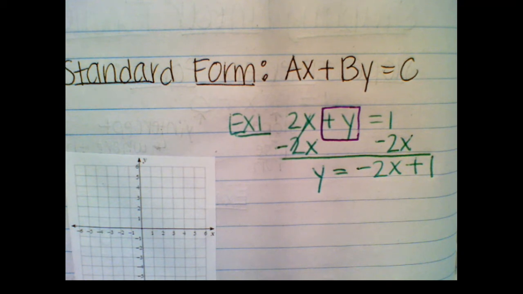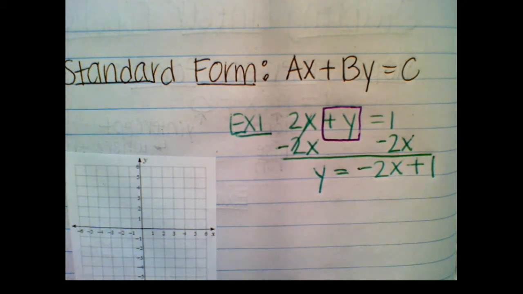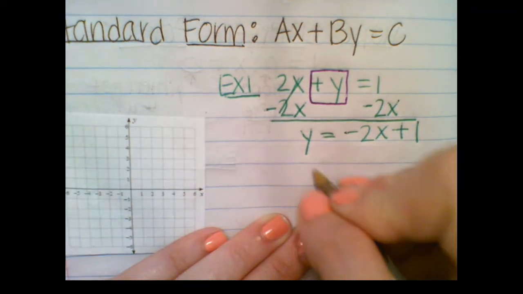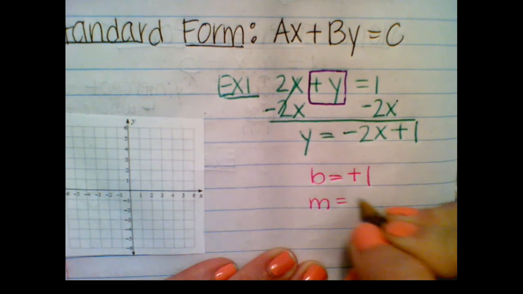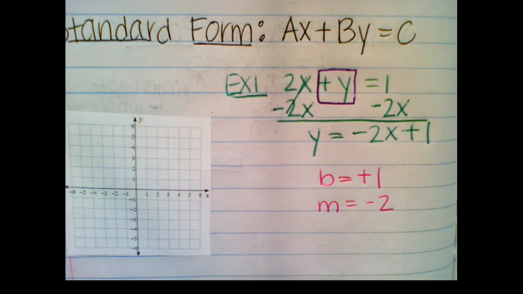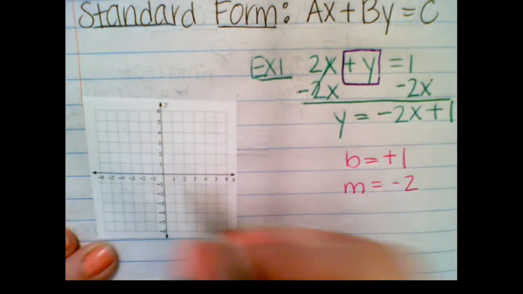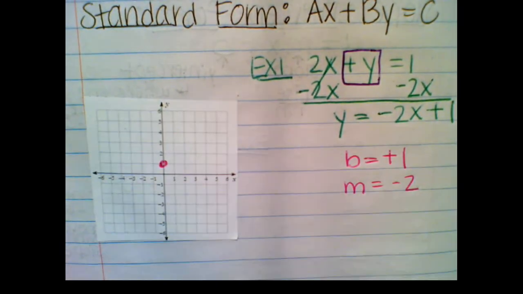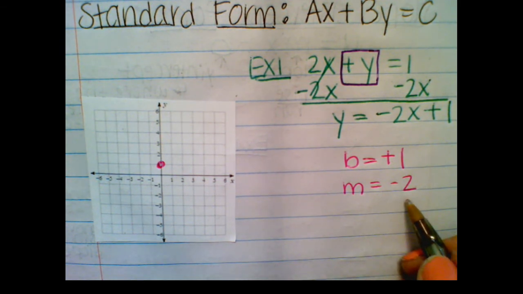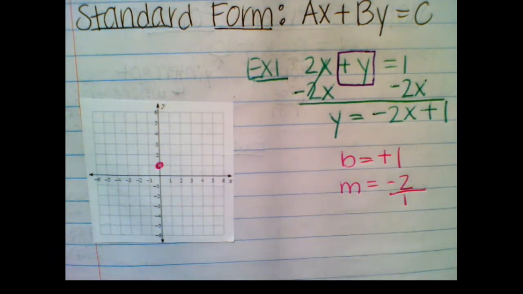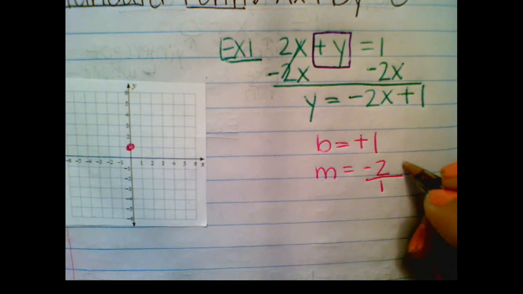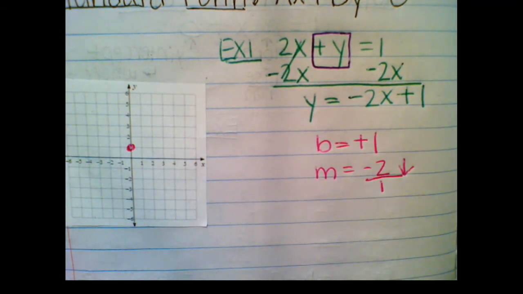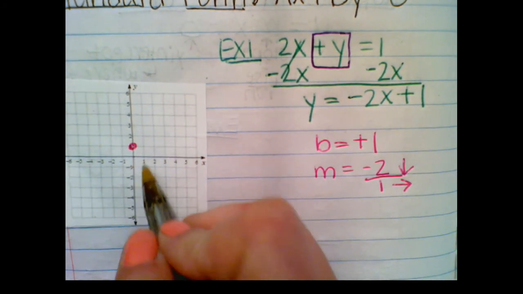Okay, so now it looks like y equals mx plus b. Let's list our m and our b. So my b here is positive 1. My m here is negative 2. So that's pretty good because now I can know to start at 1. So I go up 1 on the y-axis. But again, when I get to my rise and my run, I only have a rise. That means I need to put under 1 so I can see which direction. So a rise negative 2 means I'm going to go down 2, and I'm going to go to the right 1.